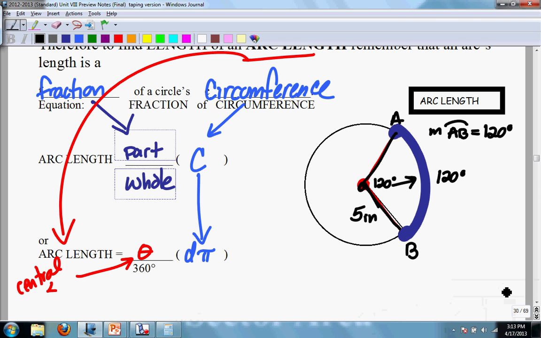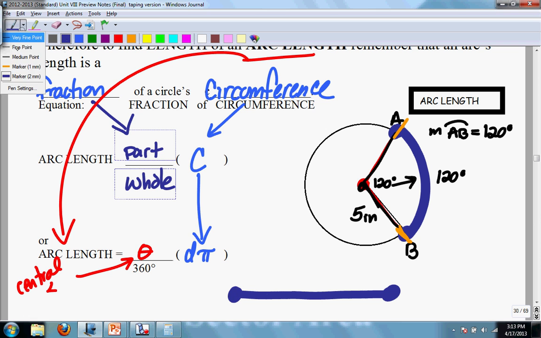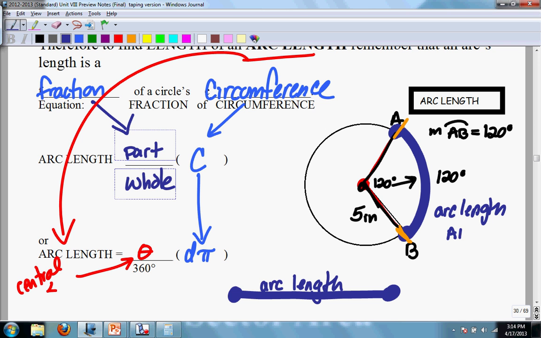Now that's not the length of the arc. The length is if you were to slice this piece right here and flatten it into a flat piece, that would be the actual arc length. So arc length AB is going to be a fraction of the circumference.